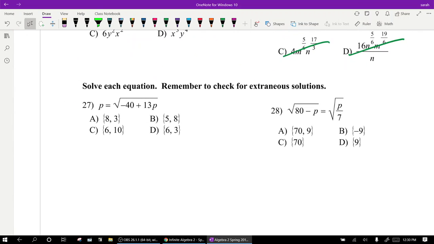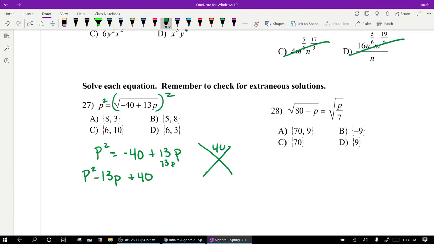27. All right. Solve each equation and remember to check for extraneous solutions. So let's go for it. I need to get rid of that radical sign, so I'm going to take the square of both sides. So I end up with p squared equals -40 plus 13p. This looks like a quadratic equation, so I'm going to set it up like a quadratic. Let's move our 13p over: p squared minus 13p plus 40. Let's factor that out.